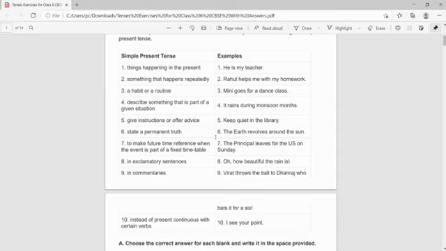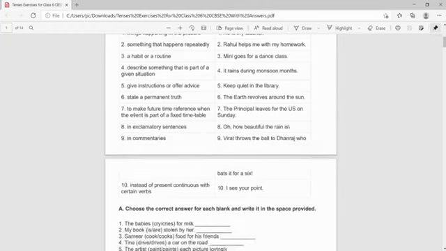To make future time references when the event is part of a fixed timetable: the principal leaves for the US on Sunday. Clear? Such statements which are true with a fixed timetable are also under simple present. So here there are 10 different styles given for simple present tense.